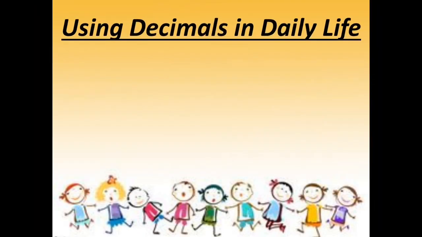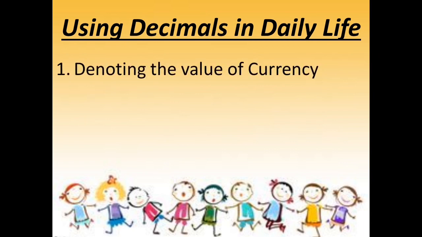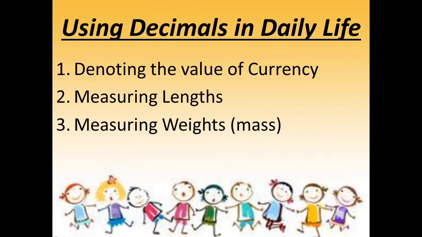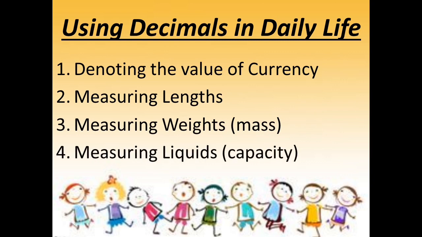Next is using decimals in daily life. The first is denoting the value of currency. Second is for measuring lengths. Third is for measuring weights or mass, and the fourth use is for measuring liquids or capacity. Now let us do some questions based on this.